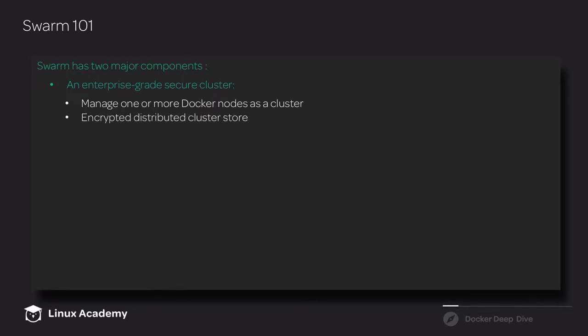Out of the box, Docker Swarm has a number of security features. This includes an encrypted distributed cluster store. By default, communication between the nodes is encrypted. Swarm also uses secure join tokens for both manager and worker nodes.